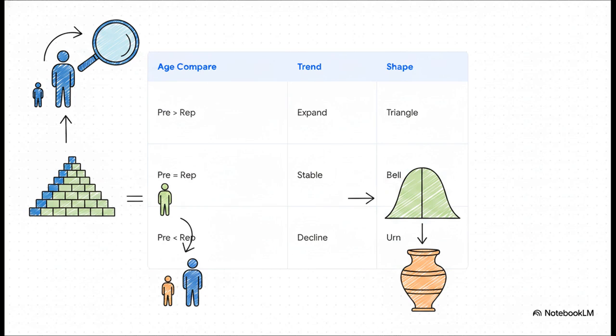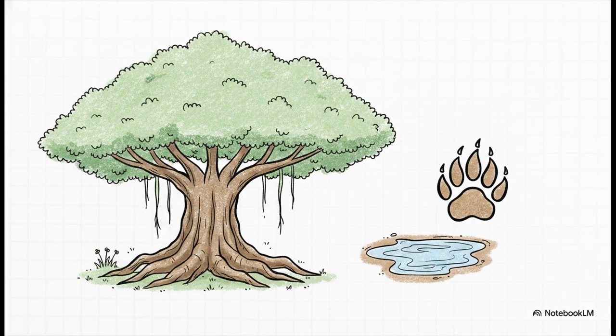If you have way more children, that pre-reproductive group, than adults, your population is going to expand rapidly in the future, and that creates this triangular or normal-shaped pyramid. If the numbers are pretty much equal, the population is stable, giving you a bell shape. But if you have fewer youths coming up to replace the adults, your population is going to decline, taking on this narrower, urn-shaped pyramid. This one simple comparison literally tells us the entire future of a species in a given area. Pretty amazing, right?